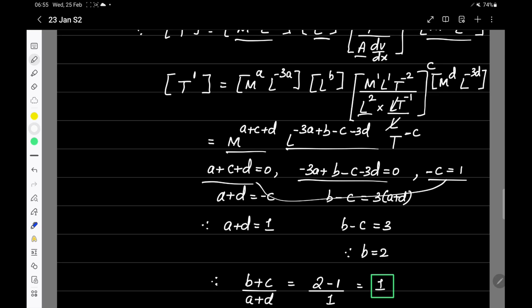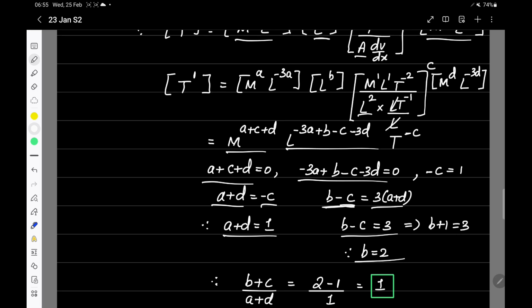Using minus c equal to 1 in this expression, we will get a plus d is minus c. So a plus d value is 1. Similarly, b minus c is equal to 3 times (a plus d) from the second equation, which is 3 times 1. So b minus c is 3. But we know the value of minus c is plus 1. So this will give you b plus 1 is equal to 3, or b is equal to 2.